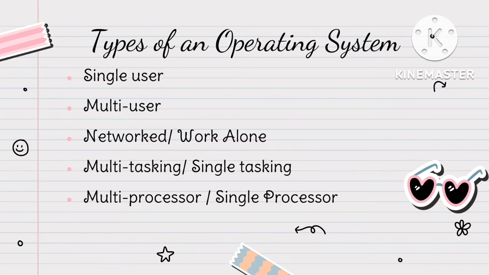Coming to single processor or multiprocessor, earlier we had a very basic processor. Nowadays we have the multiprocessor category, like dual core and advanced processing features.